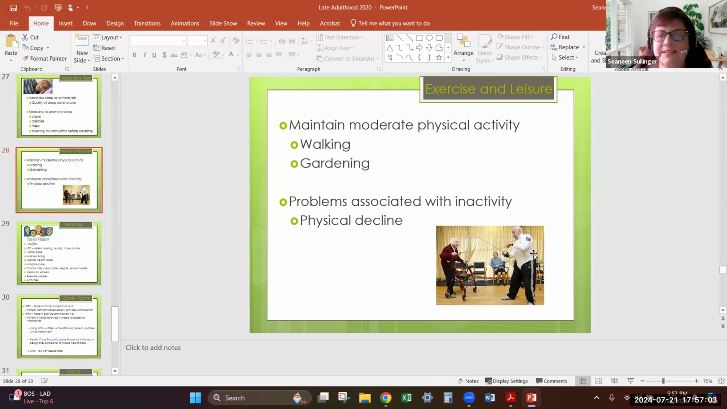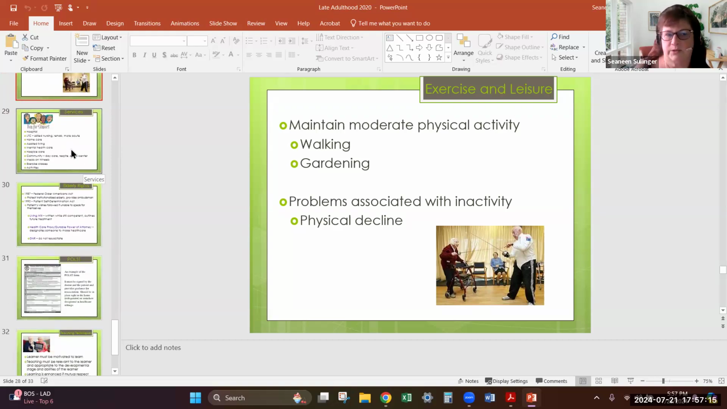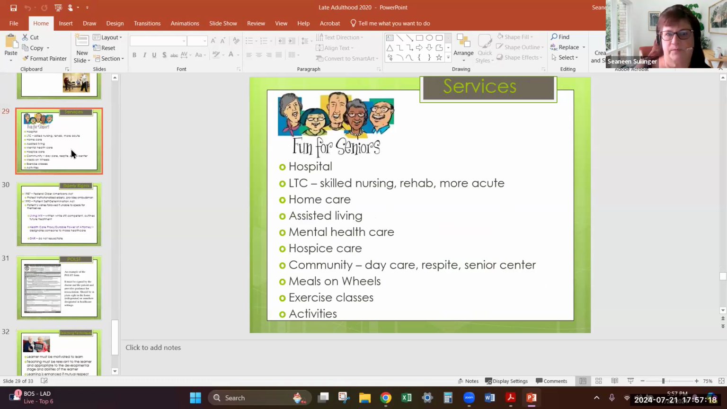They're doing, it looks like fencing here. She's got her walker there. They're still, sword fighting or fencing or whatever. And it keeps the mind active. It keeps the body active. So any little hobbies, exercises that you can do are great.